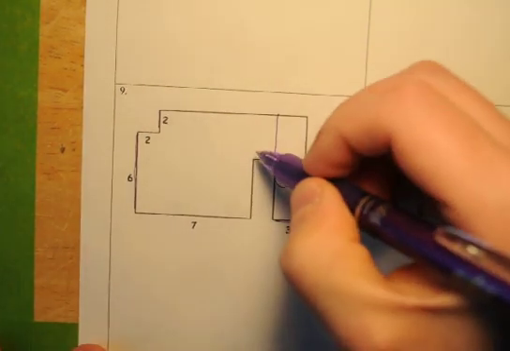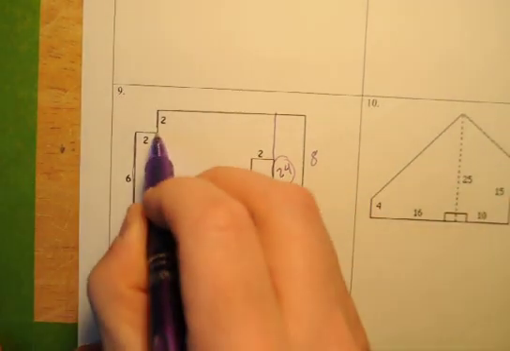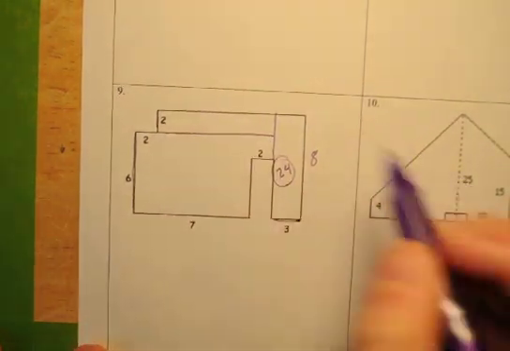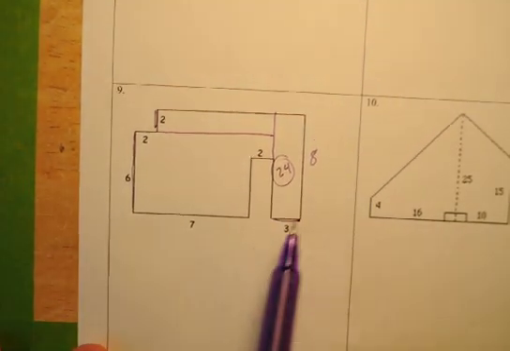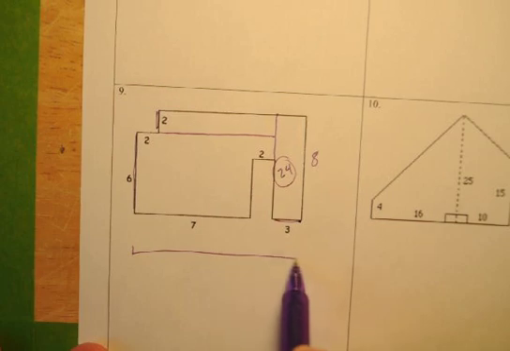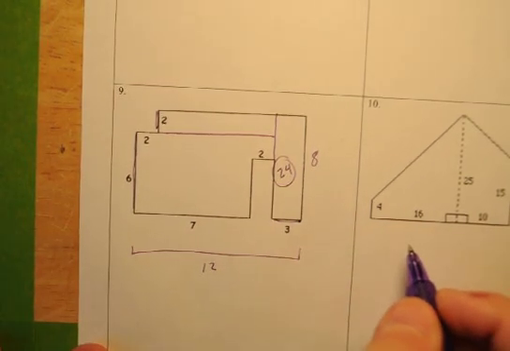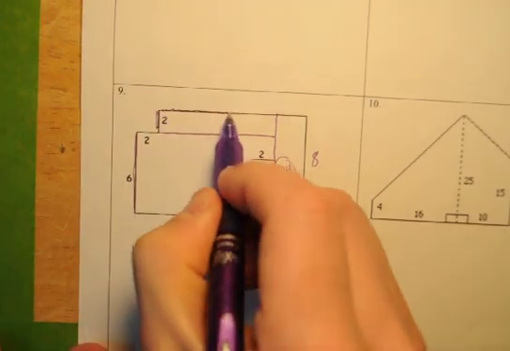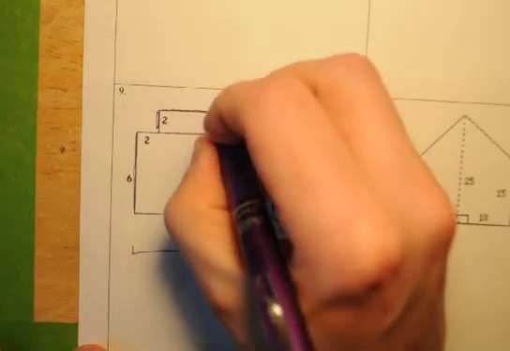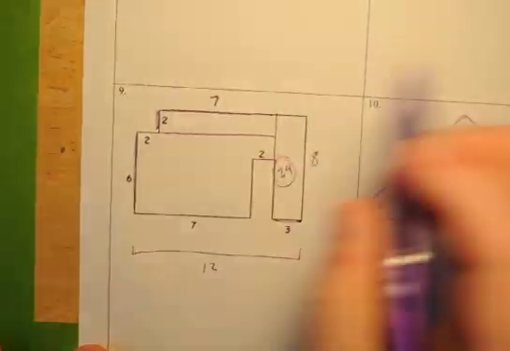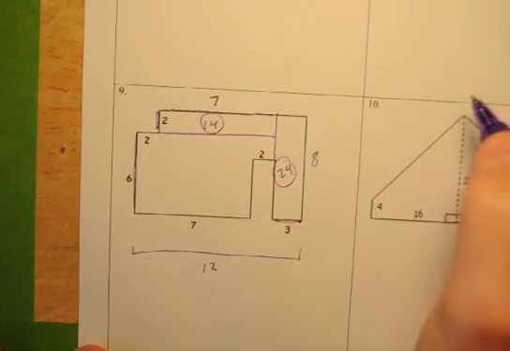How about we cut? I'm going to go here. This is a 2 by... this whole length would be 12. So this whole length here is going to be 12 minus 3 minus 2. So 12 minus 5 is 7. So this is a 2 by 7, which is 14.